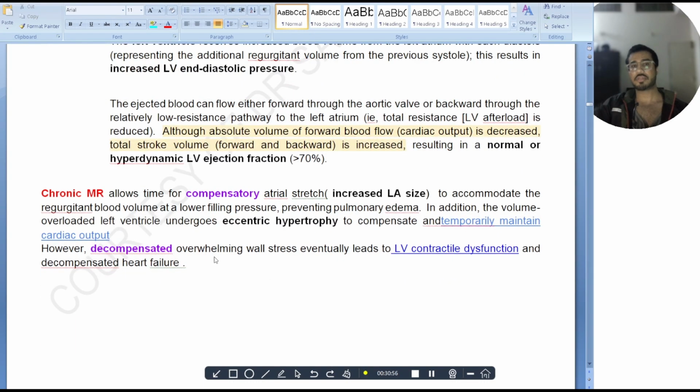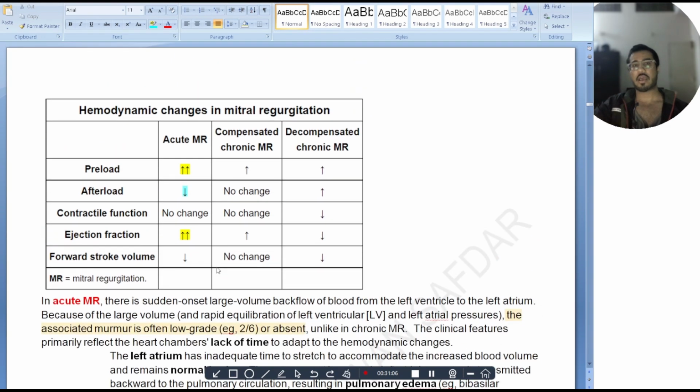However, in decompensation, overwhelming wall stretch eventually leads to left ventricle contractile dysfunction and decompensated heart failure. Eventually, the heart does give up, and when it does, we have these markers here, which represent decompensated chronic mitral regurg. Forward stroke volume decreases because the heart ain't working. Ejection fraction also decreases because the heart ain't working. Contractile function also decreases because the heart ain't working. Afterload is increased. Why is the preload?